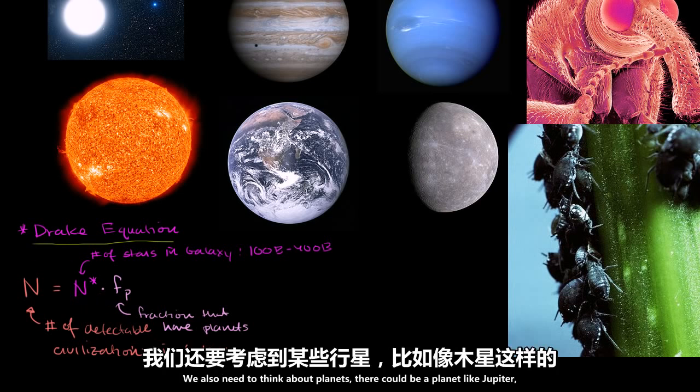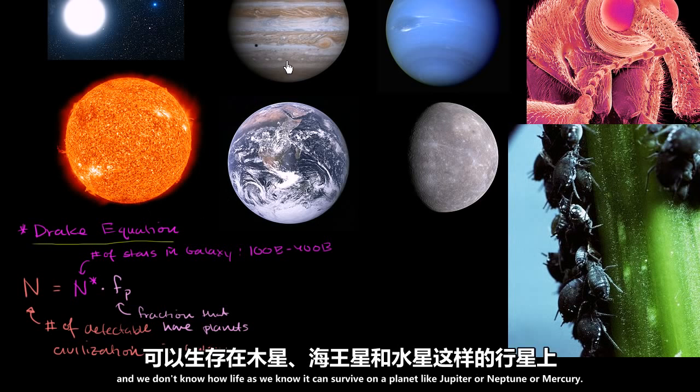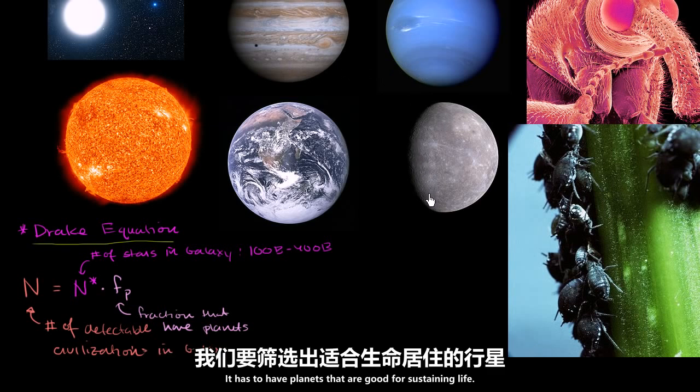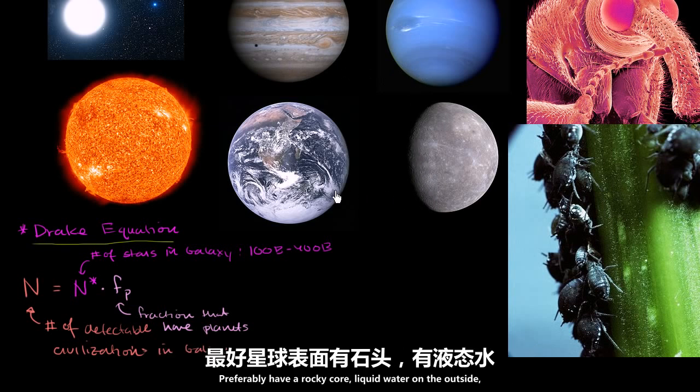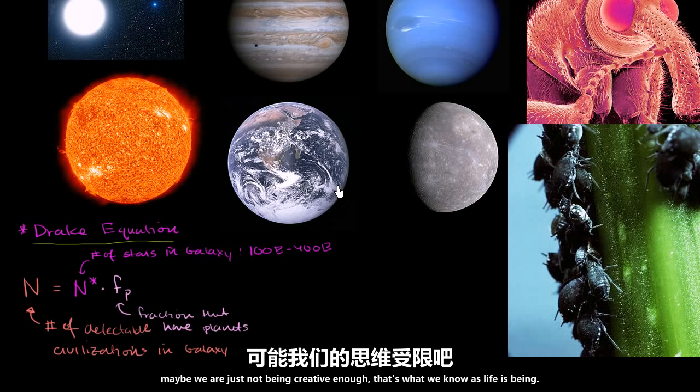civilizations. We also need to think about planets, because a planet could be a planet like Jupiter, and we don't know how life as we know it can survive on a planet like Jupiter or on Neptune or Mercury. It has to have planets that are good for sustaining life, preferably a rocky core and liquid water on the outside. That's what we think are the ingredients that you need for life. Maybe we're just not being creative enough. That's what we know life as being.